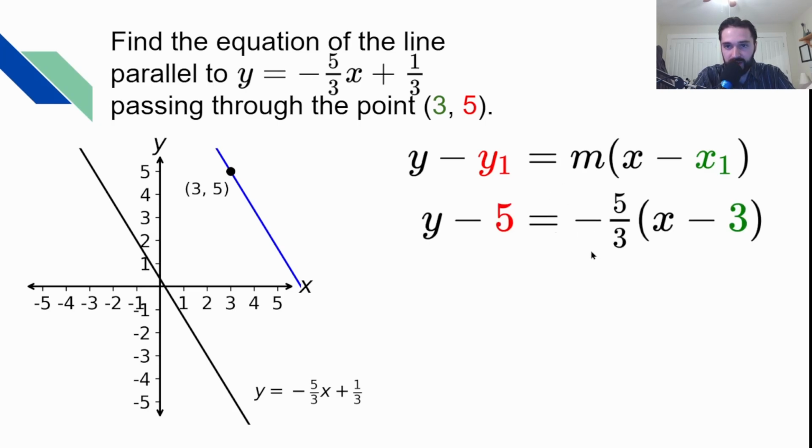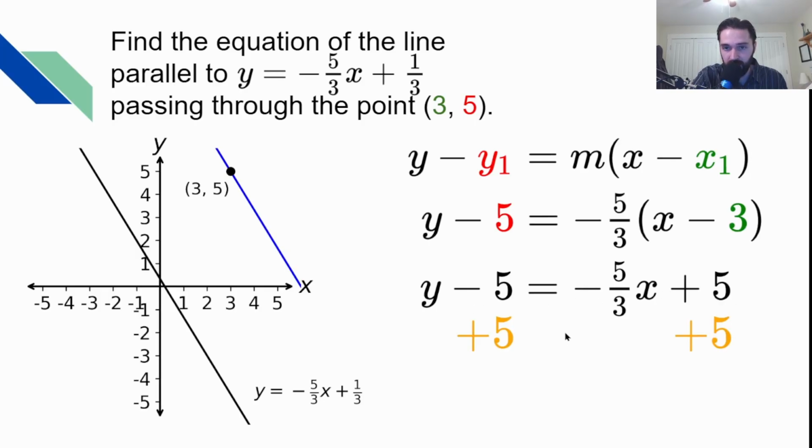And then for the point on the line, this is x1 comma y1 here. I have negative 5 thirds times x minus 3 in green, and on the left-hand side, I have y minus 5 in red. So when we distribute on the right-hand side, we have negative 5 thirds x plus 5. Negative 5 thirds times negative 3 is positive 5, because the 3's cancel, and negative times a negative is positive. So we almost have this line in the form that we want. We just need to isolate y to get it there. So we add 5 to both sides, and we get y equals negative 5 thirds x plus 10.